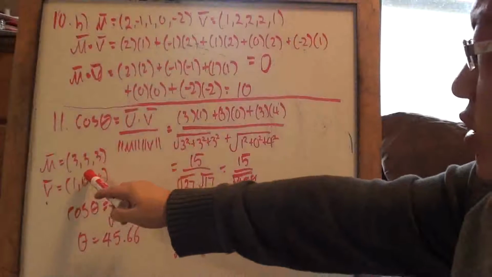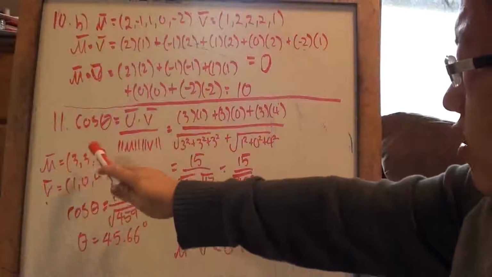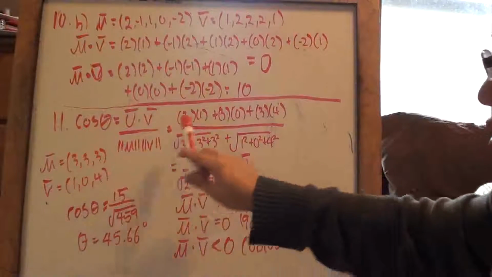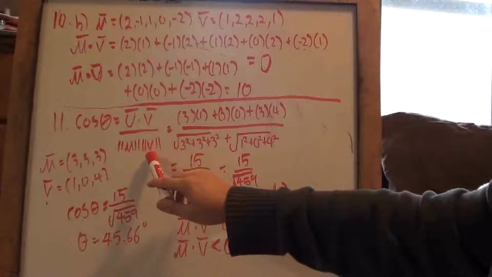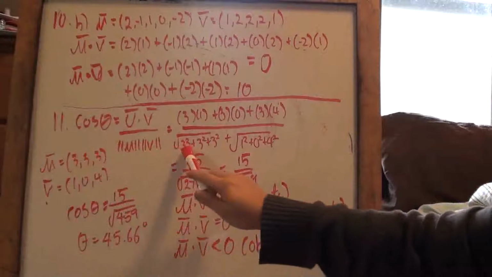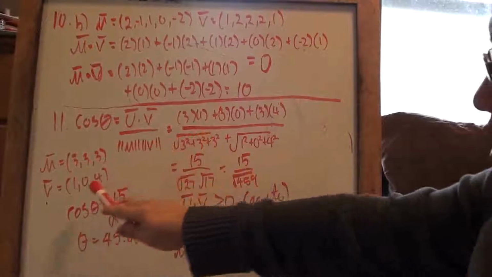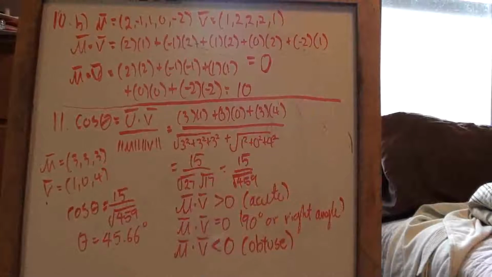I apologize for being a little disorganized, but u and v have components: 3, 1, 3, 0, 3, 4, right? By positions. So that's that. And then for the u and v vector components, these are the norms, so just find 3 squared, 3, 3, 3. They're all squared, added up and square rooted. Same here. So you're going to get 15 over negative 459.